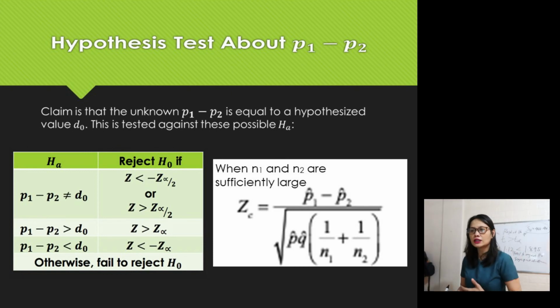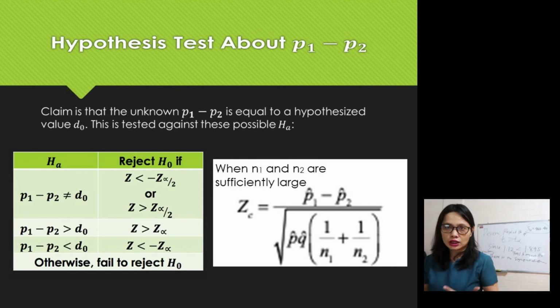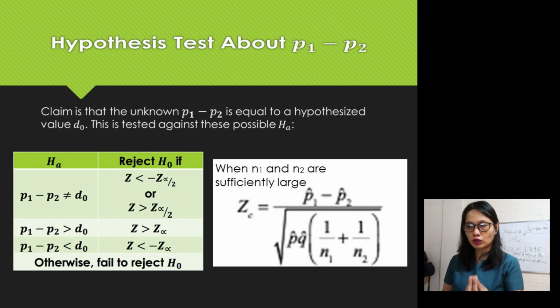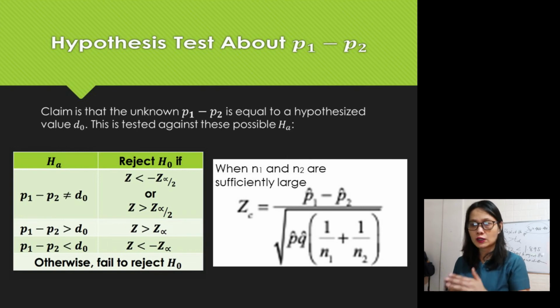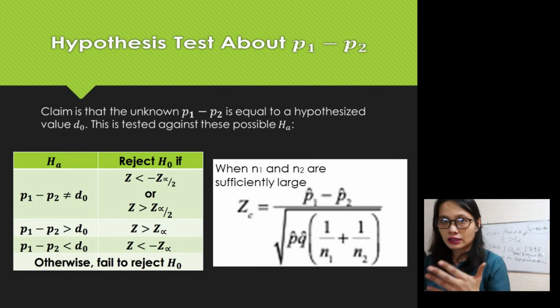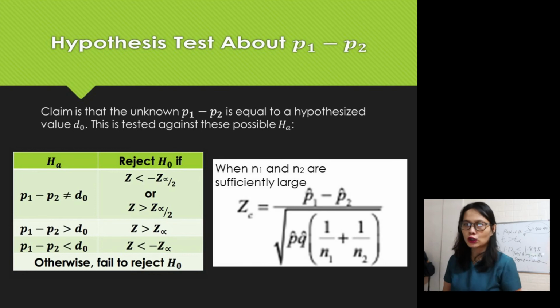When the sample sizes are sufficiently large, we can solve it using p hat 1 minus p hat 2, all over the square root of p hat multiplied by q hat multiplied by 1 over n sub 1 plus 1 over n sub 2. So that is the formula for Z in terms of population proportion.